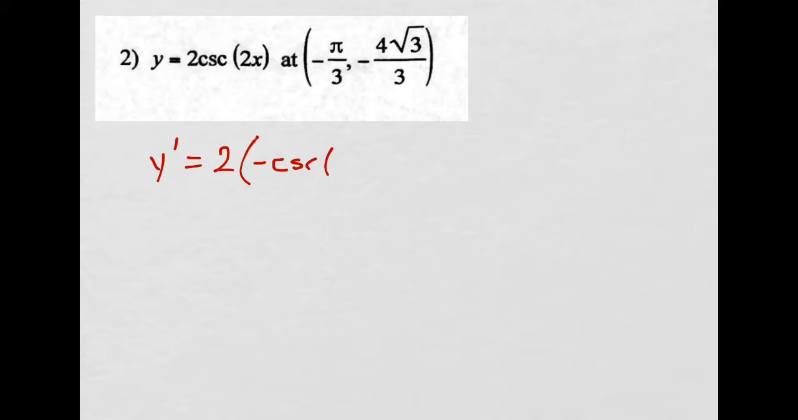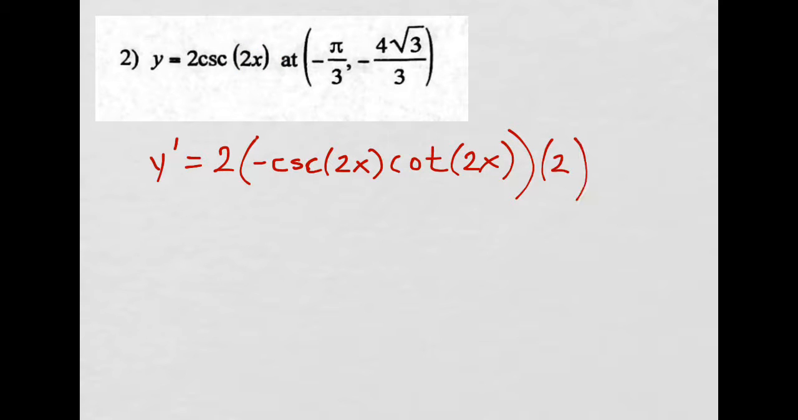Cosecant. Keep the inside the same. It's the derivative of the outside with the inside the same. We're going to have to write the inside twice. 2x, cosecant, cotangent, 2x. So that's the derivative of the outside with the inside the same. And then times the derivative of the inside. Well, the inside is just 2x, so the derivative of 2x is 2.